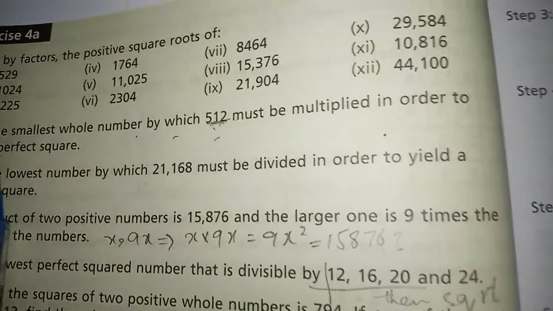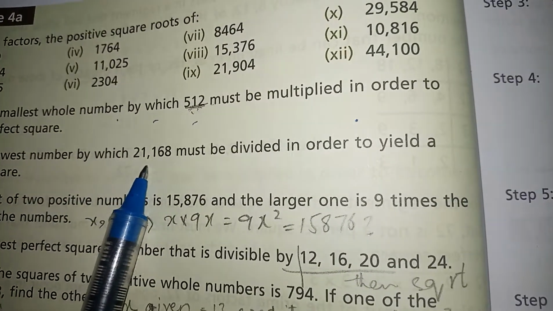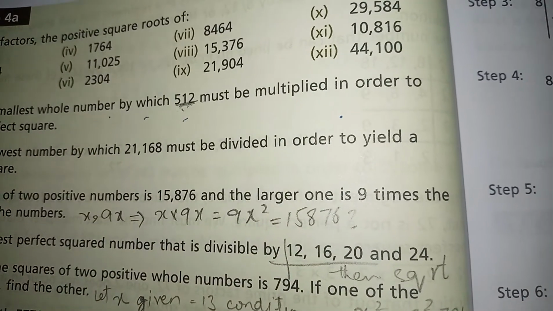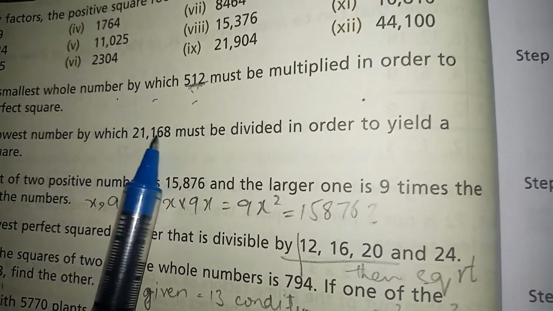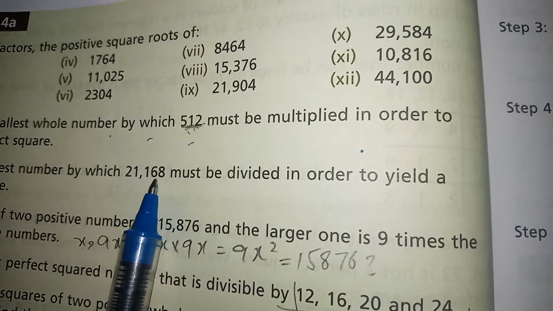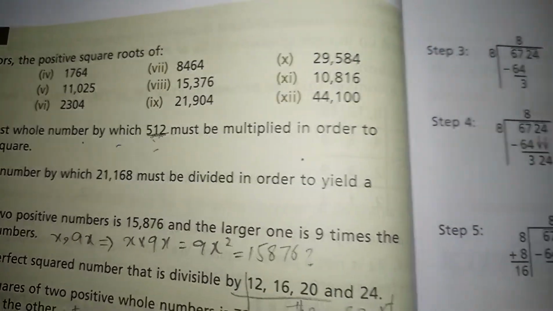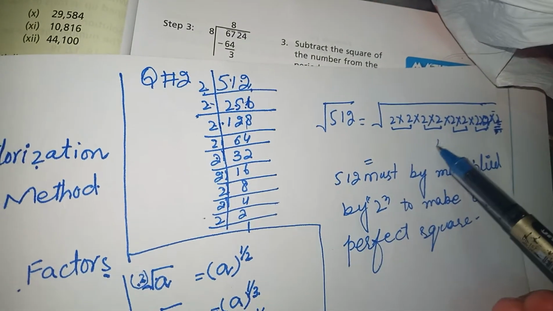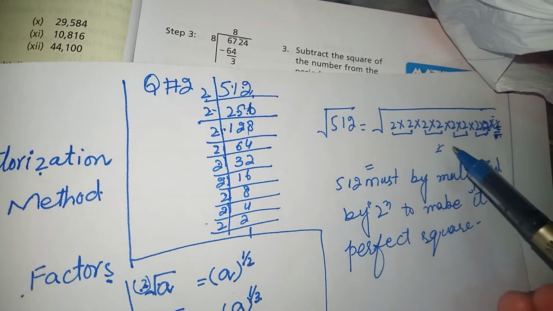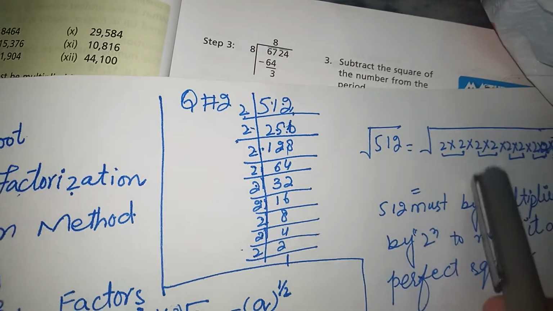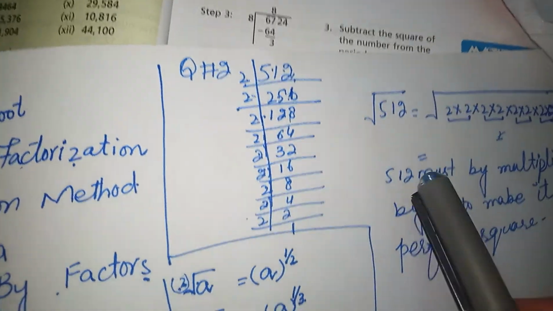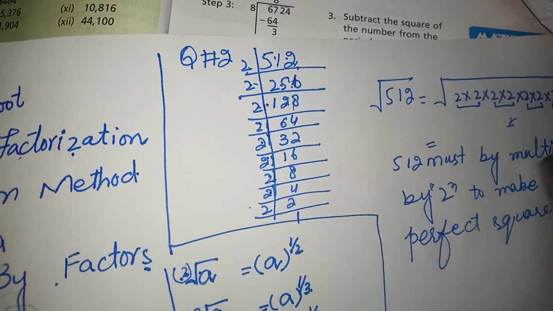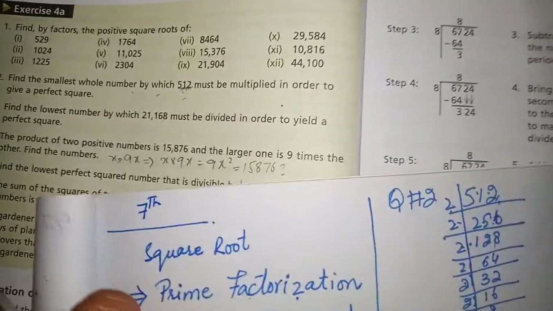Now come to question number 3. Find the lowest number by which this must be divided in order to yield a perfect square. It is the same situation here, except it would be divided. If there is an extra digit, we will divide by that digit to cancel it. So we will write here that this number must be divided by this to make it a perfect square.